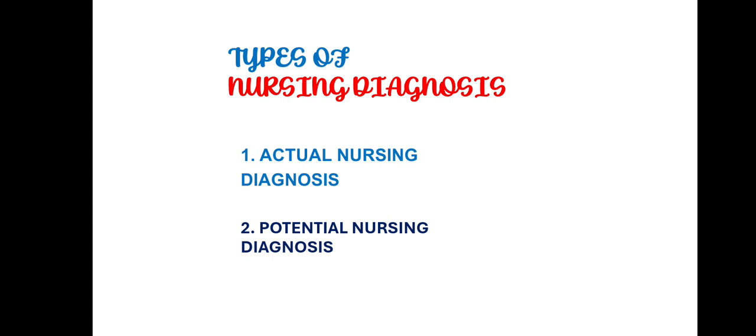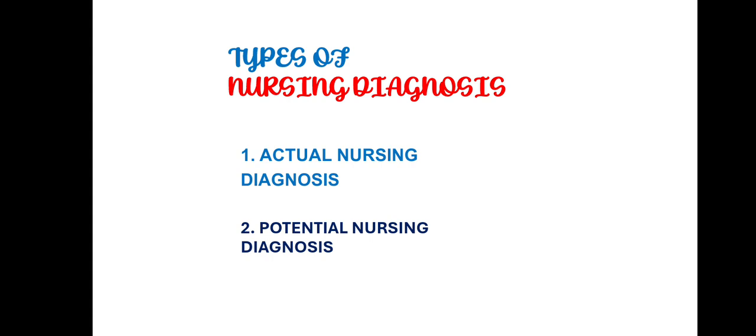We have a number of them. We have about 6 types of nursing diagnosis. However, we have 2 of the clinical importance, the major discussed ones. With the types of nursing diagnosis, we have what we call actual nursing diagnosis and potential nursing diagnosis. Even the words themselves tell you what kind of diagnosis these are.